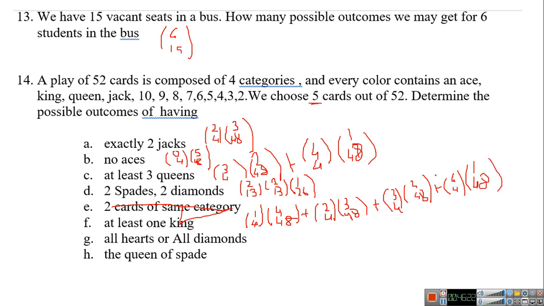All hearts or all diamonds. If the 5 cards are hearts, 5 out of 13, all are hearts. Plus all diamonds, 5 out of 13. The queen of spades, I have only one queen of spades in the deck. Remains 4 cards, everything except the queen of spades, so I have 51 choices.